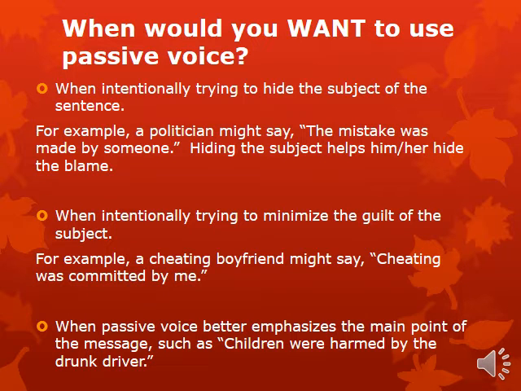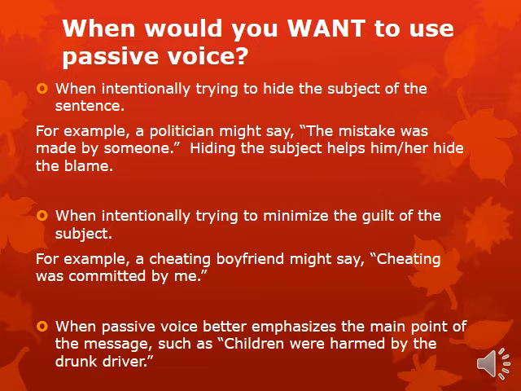When would we want to use the passive voice? When intentionally trying to hide the subject, I mean when you mean to hide the subject in the sentence. For example, a politician might say, the mistake was made by someone. Hiding the subject helps him or her hide the blame. So here we didn't mention who did the mistake. The mistake was made by someone. When intentionally trying to minimize the guilt of the subject. For example, a cheating boyfriend might say, cheating was committed by me.